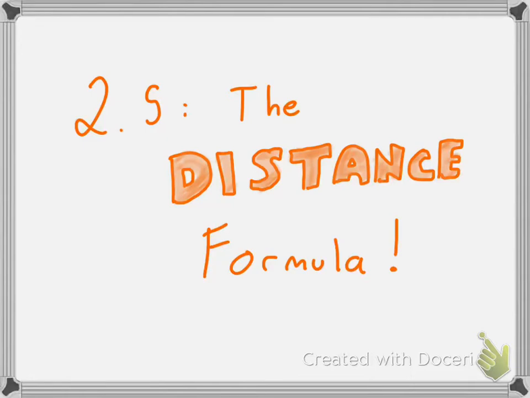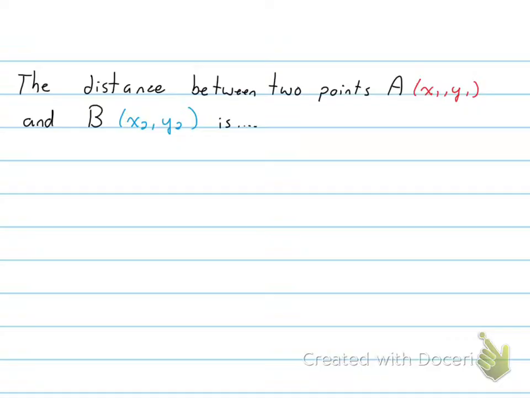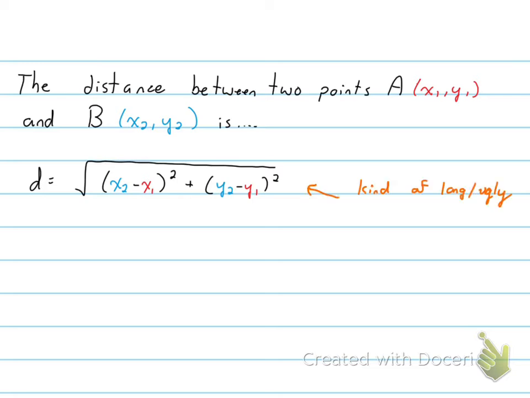To start off the second half of this chapter, we're going to talk about the distance formula. The distance between 2 points A and B is the square root of x2 minus x1 squared plus y2 minus y1 squared. Now you might have seen the formula looking like this before, but I think that this is kind of long and a little bit ugly to deal with.